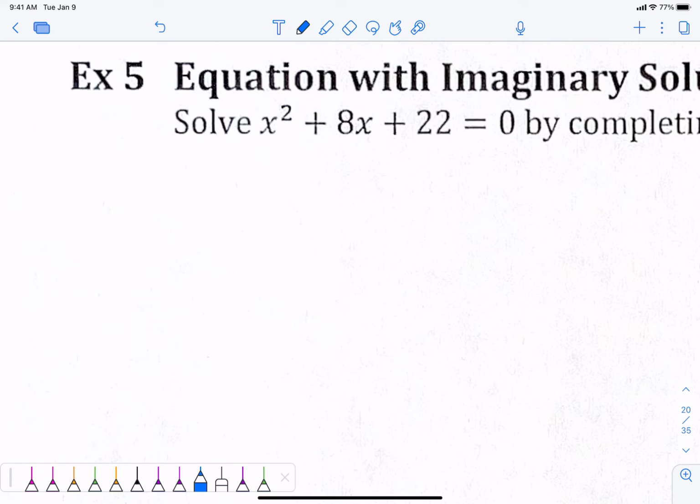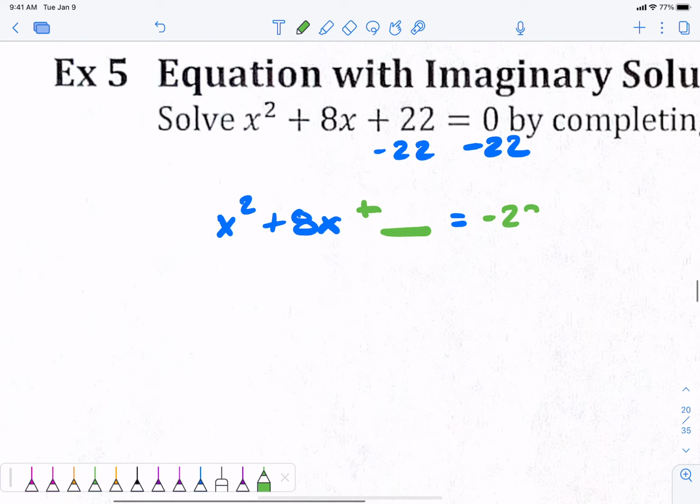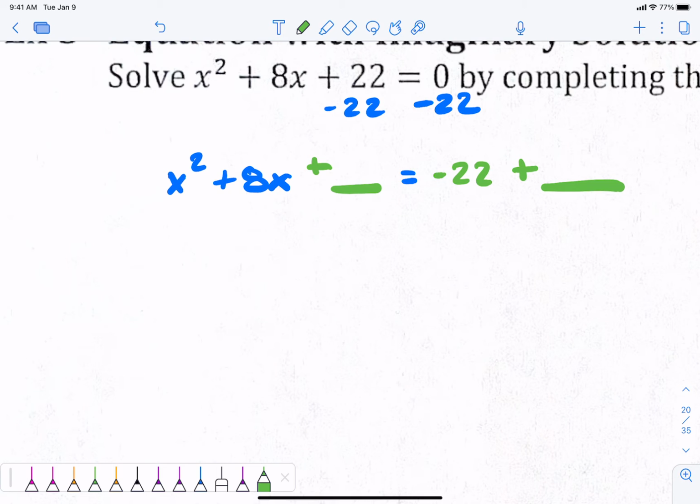Step number 1. What's step number 1? Move the 22 over. I'm going to subtract 22, subtract 22. So I do x squared plus 8x, and we leave some space. My older kids, I always tell them completing the square is like completing the blank, because what I will do a lot of times is I'll put a plus blank here, and then I'll do minus 22 plus blank. And by putting a blank on both sides, that prevents me from forgetting to add the number to the other side, right? If I do a plus blank on both sides, I won't forget.